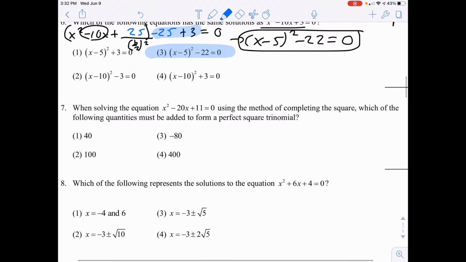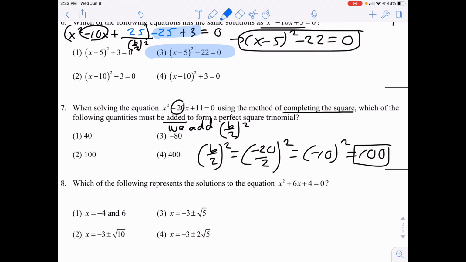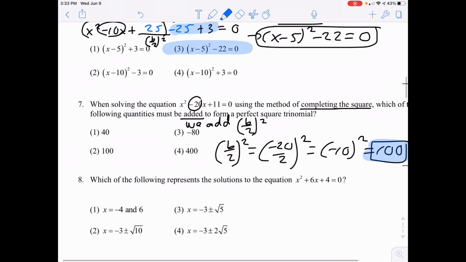Number 7, which of the following, when solving the equation x squared minus 20x plus 11 equals 0 using the method of completing the square, must be added to form a perfect square trinomial? Well, to make a perfect square trinomial, we add b over 2 squared. That's what we do. So let's figure out what b over 2 squared is. In this case, b is negative 20. So negative 20 over 2 squared would be negative 10 squared, which would be 100. So we'd be adding 100 to both sides in order to make a perfect square trinomial.